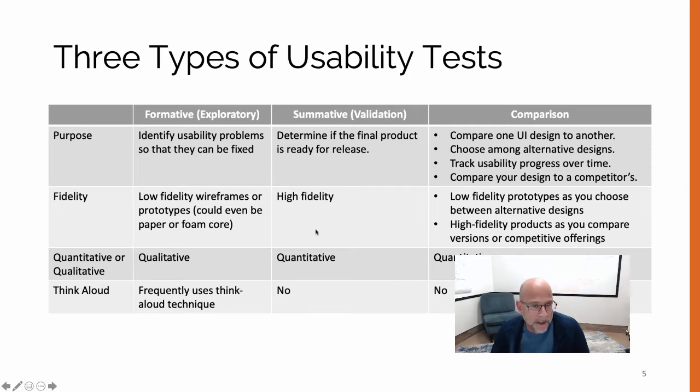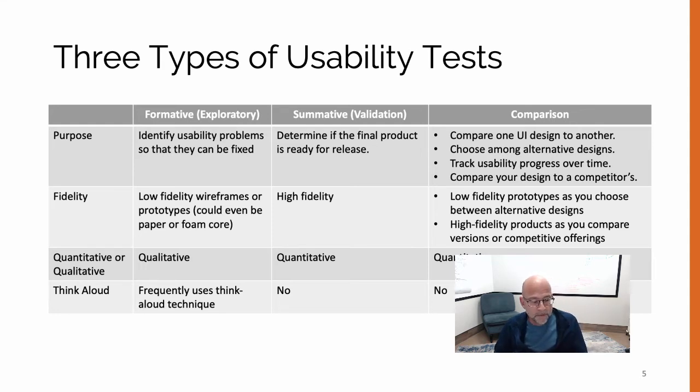Validation testing, on the other hand, we do that with a high fidelity system. We keep track of quantitative data, and the real reason behind doing this is we want to determine if the final product is ready to be released to public consumption or not. And as I described with comparison, we might want to compare 2 alternative designs that we're thinking of proceeding with. Or we might want to track usability progress over time.